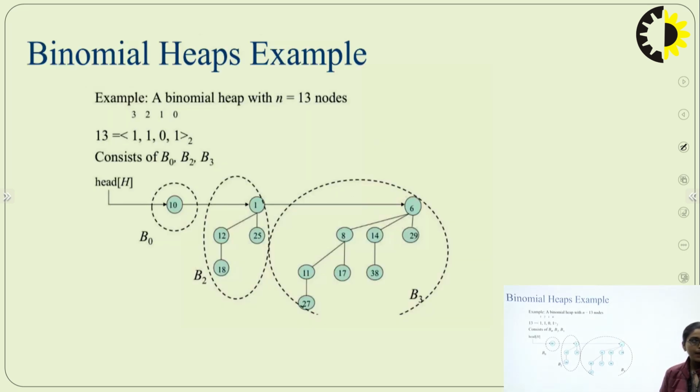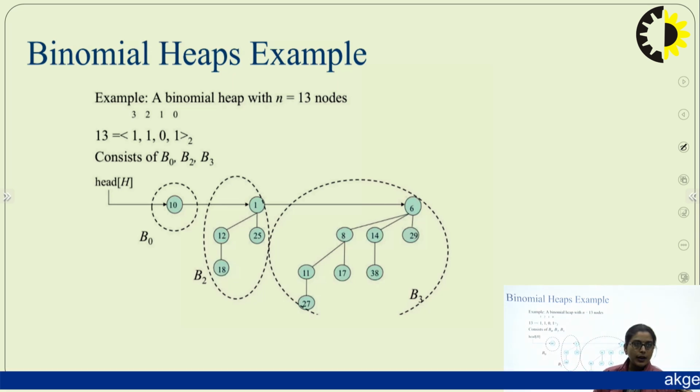So what is the example? There is a very important question in your university exam. There is a question: a binomial heap having n equals 13 nodes. What is the representation, or what are the binomial trees which form the binomial heap having exactly n equals 13 nodes? Okay, so what is the way? First we have to calculate the binary representation of 13, which is 1101. So now what is the representation?